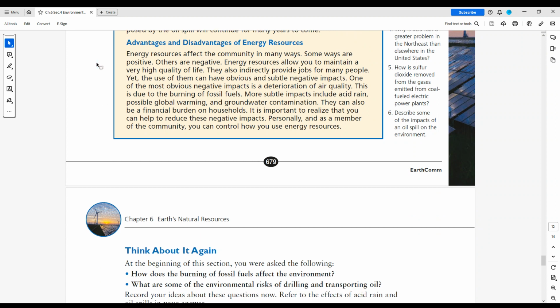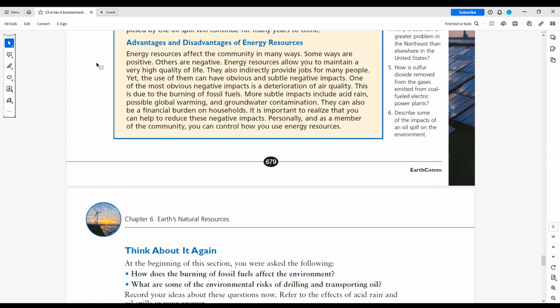Advantages and disadvantages of energy resources. Energy resources affect the community in many ways. Some ways are positive, others are negative. Energy resources allow you to maintain a very high quality of life. They also indirectly provide jobs for many people. Yet the use of them can have obvious and subtle negative impacts.